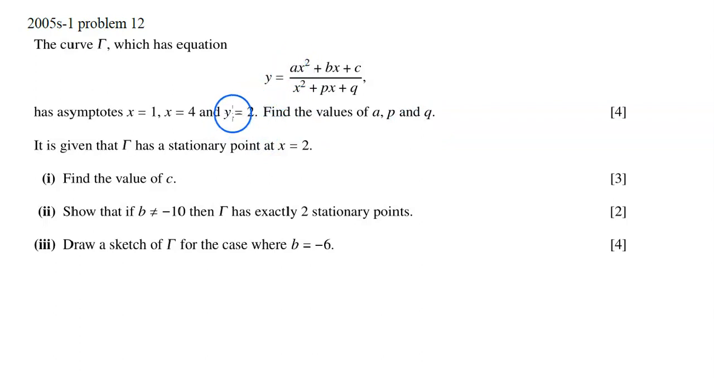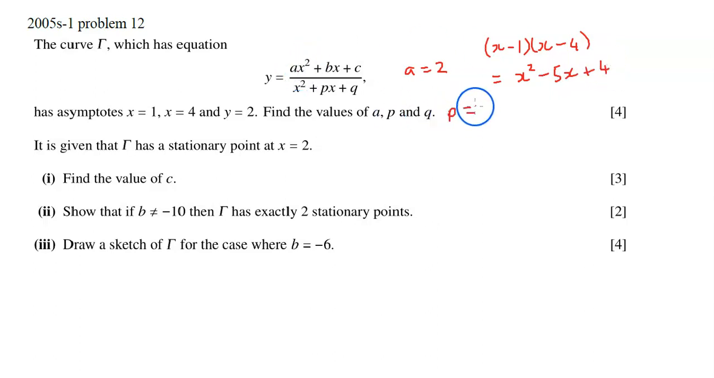So immediately we know that a is equal to 2, because it has a horizontal asymptote y equals 2. And then if it has vertical asymptotes x equals 1 and x equals 4, that would imply that (x minus 1) times (x minus 4) is equal to x squared plus px plus q. And if we expand that out, we get x squared minus 5x plus 4. So that would mean that p is equal to negative 5 and q is equal to 4.